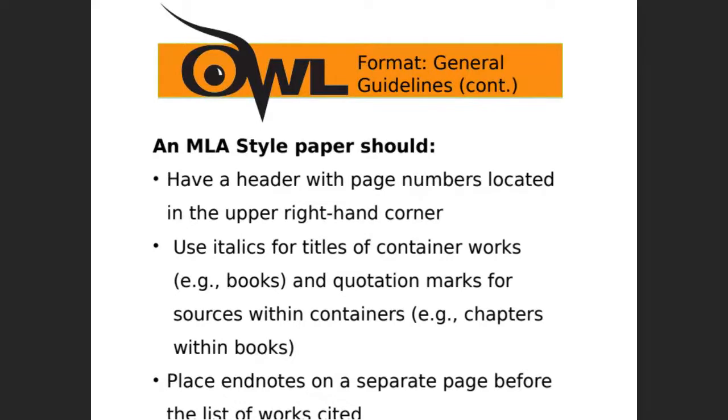And you're going to use italics for titles of containers. That's like books, with quotation marks for sources within containers, such as chapters within books. Endnotes go on a separate page before the list of works cited. With endnotes, I haven't seen too many professors require this, so I don't want to overwhelm you with that, but you may be required to do endnotes.